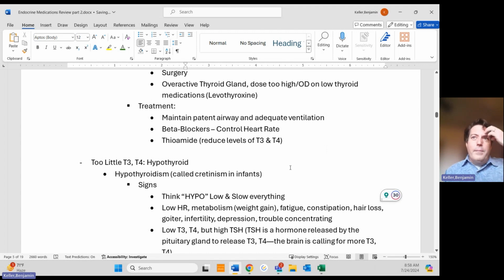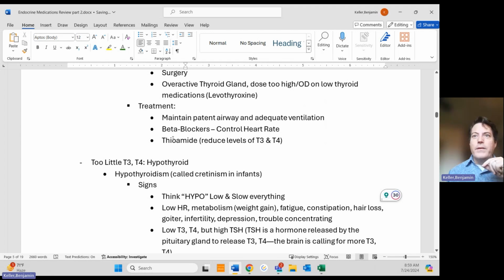And so the treatment there is you want to maintain a patent airway and adequate ventilation. Think ABCs. So airway and breathing, and then circulation, right? So that's going to be like a beta blocker. We want to control the heart rate. And then thiamide, which reduces T3 and T4.